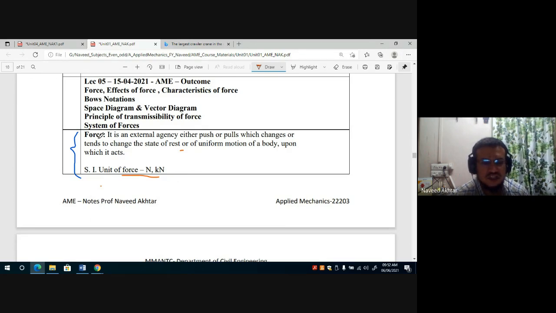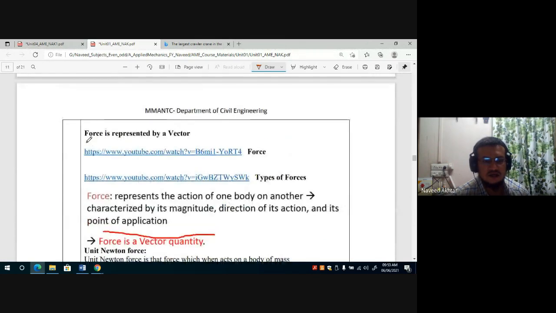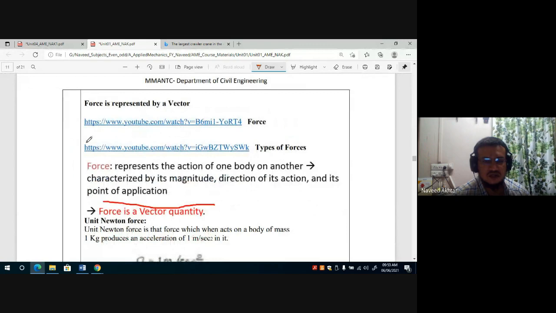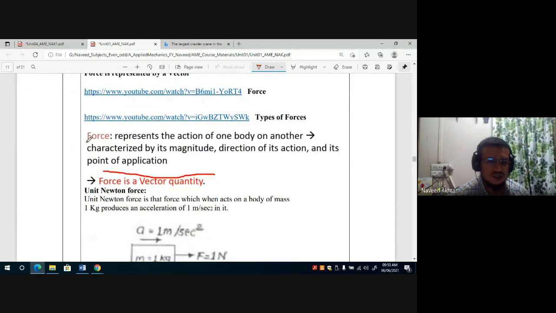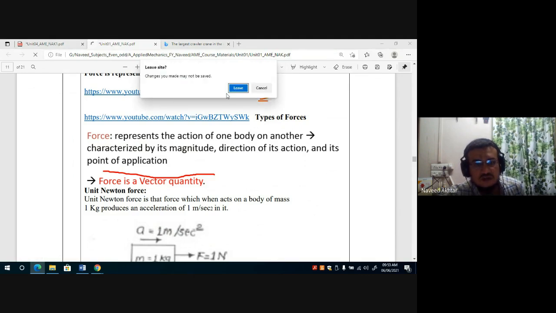So force is nothing but an external agency, either push or pull, which changes or tends to change the state of rest or uniform motion of a body upon which it acts. Okay. Then the force is nothing but a vector quantity, and then we have seen the types of forces on video.